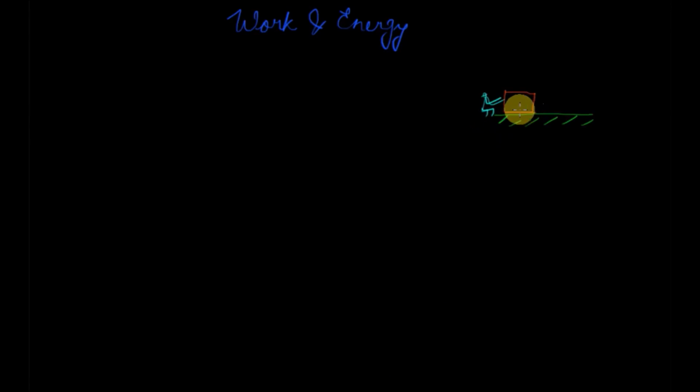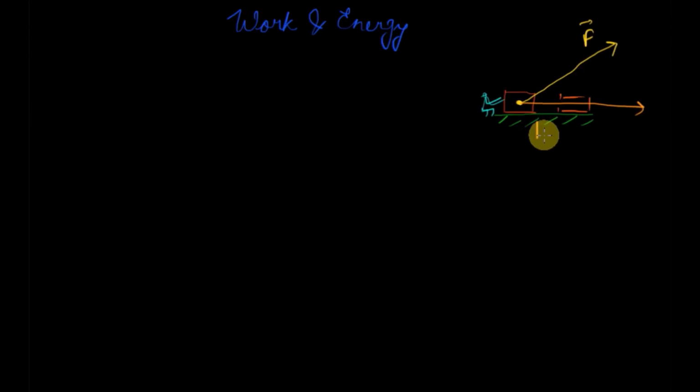Now let's understand work first. Let's say there is an object which is kept on the ground, and I am standing on the ground and pushing the object. So I apply a force on the object along this direction. Let me denote this force by F vector, right? As a result of this force, the object moves from this position to this position. So the object moves in this direction.